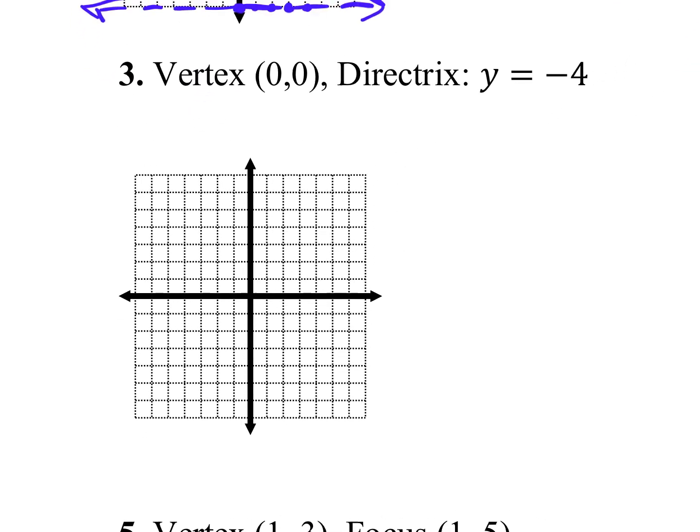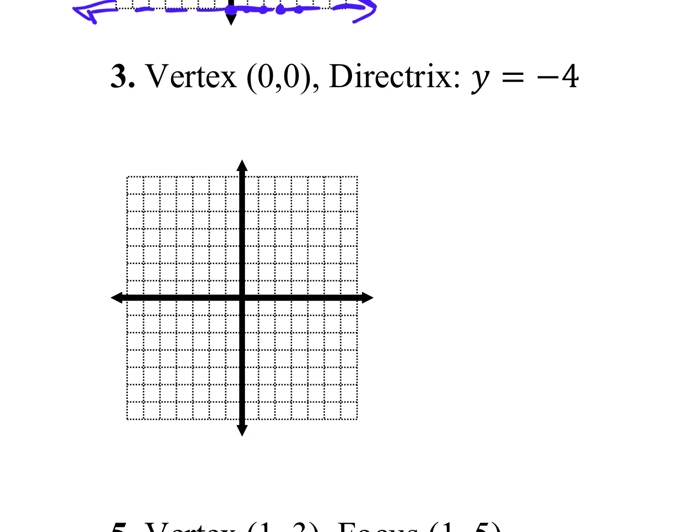Okay, vertex of 0, 0. Directrix at y equals negative 4. Y equals is what kind of line? Horizontal. So go down 4. Horizontal line would look like that. So where's your focus? Four. It's going to go up. This is 1, 2, 3, 4 down. So go up 4. Right?